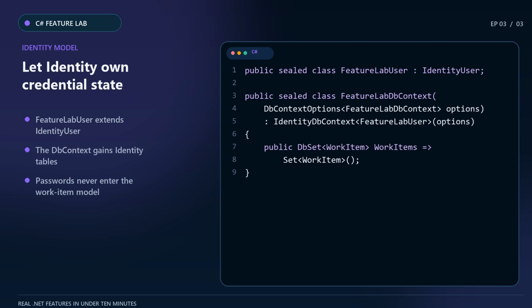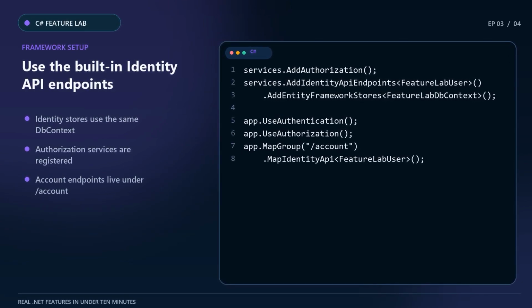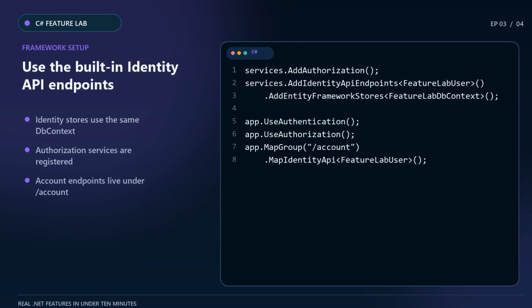The new migration adds the identity schema plus one owner ID column and index for work items. Read that migration as carefully as the first one, especially when adding a required owner to an existing production table that already contains data. Register authorization and identity API endpoints, then connect the identity stores to our EF Core DB context.